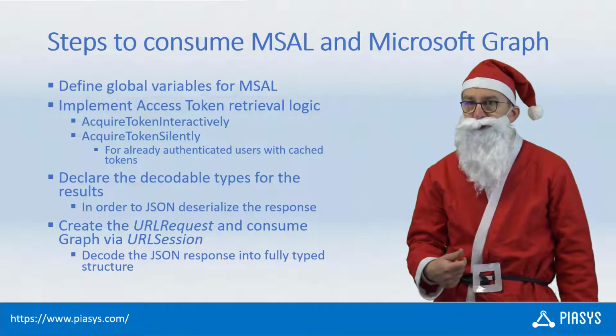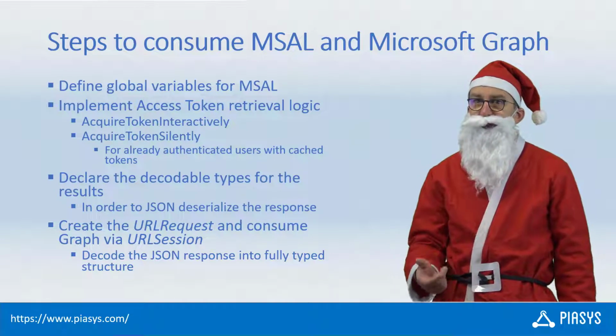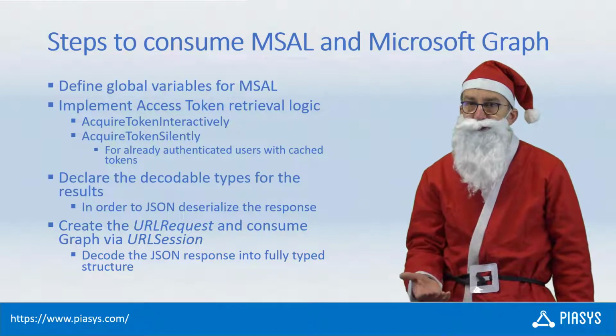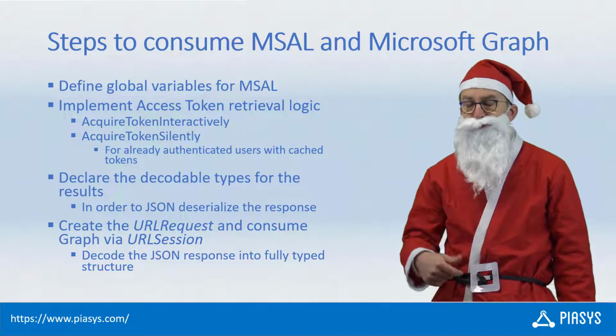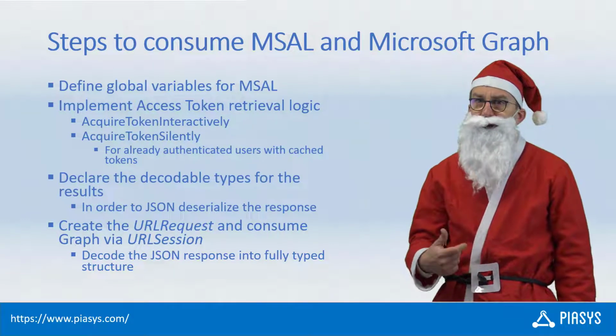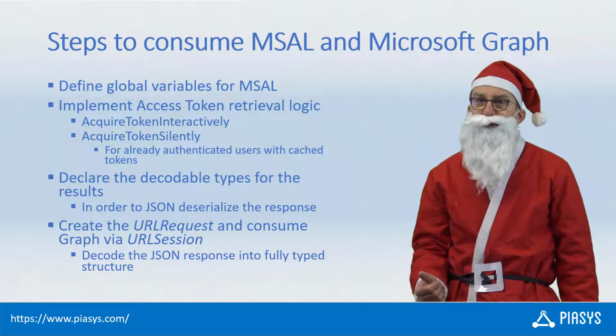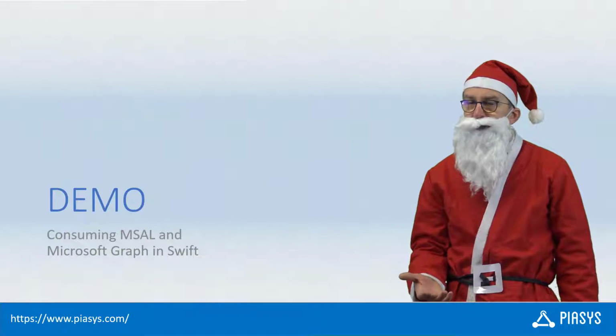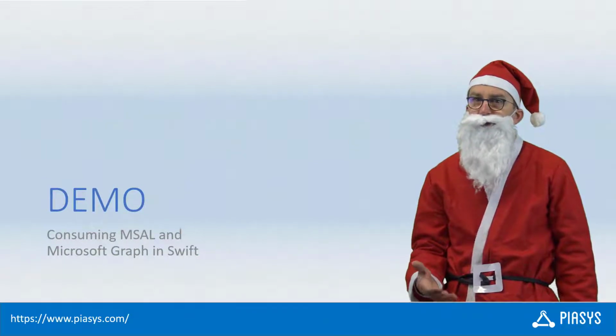Once you have retrieved the access token, you can rely on a predefined structure to hold and deserialize the result of your Graph request. And using the URL request object and a URLSession, you can then make an actual request to the Microsoft Graph, providing the access token. So let's move to the demo environment and let's have fun consuming Microsoft Graph in iOS.